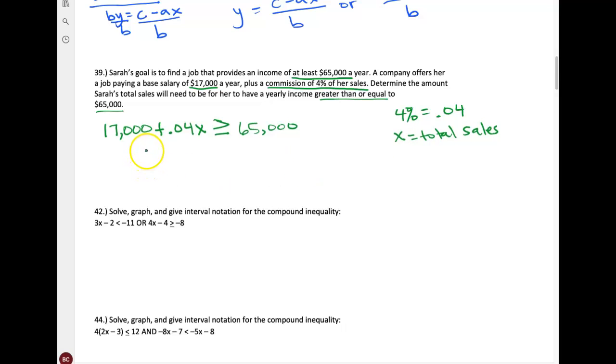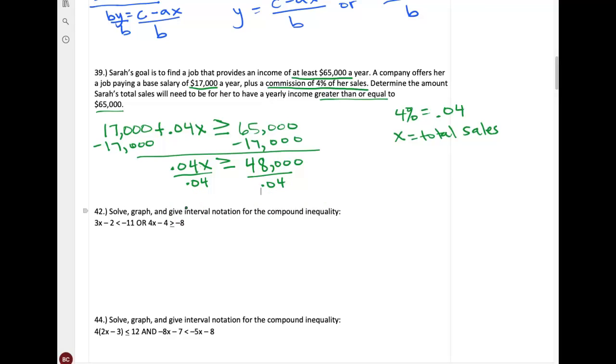Okay. All right, and then remember when you're solving an inequality like this, you still take the same steps that you did when you are solving equations. It's just now you have this greater than or equal to sign that we're going to keep in there. All right, so to get x by itself, let's start by subtracting the 17,000 over. And so that's going to give me 0.04x is greater than or equal to, what's 65,000 minus 17,000? That gives us 48,000. And then the last thing I need to do to get x by itself, it's connected here by multiplication, so let's divide both sides by 0.04.